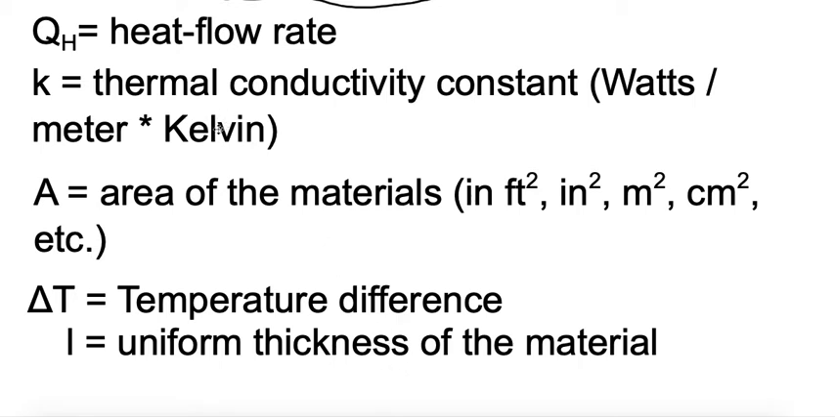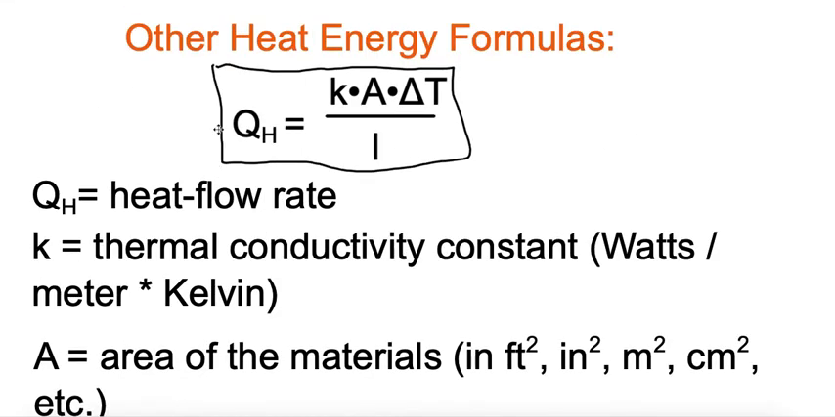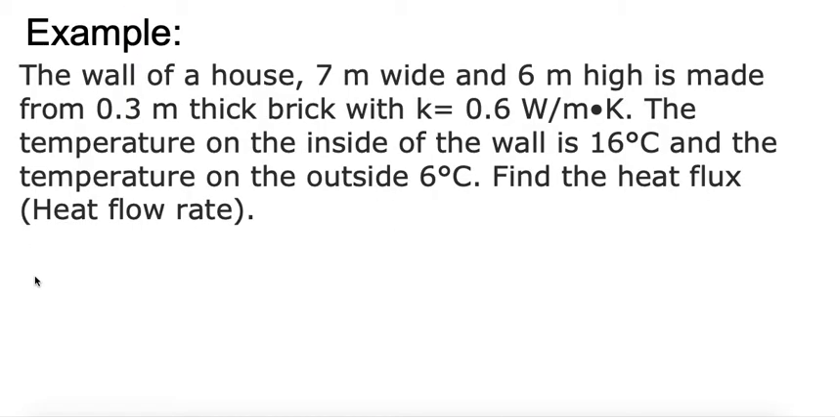So let's give this a shot and use it in an example. The wall of a house, 7 meters wide and 6 meters high, is made from 0.3 meters of brick with a thermal conductivity constant of 0.6 watts per meter Kelvin. The temperature on the inside of the wall is 16 degrees and the temperature on the outside of the wall is 6 degrees. Find the heat flux or heat flow rate in this scenario.